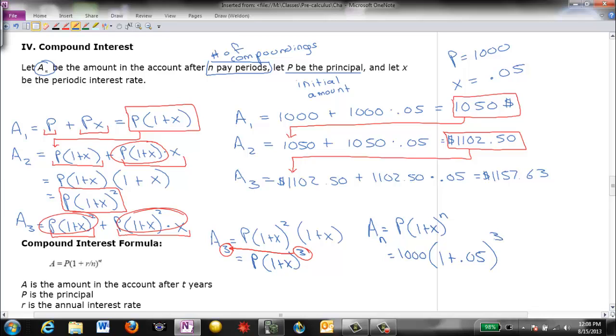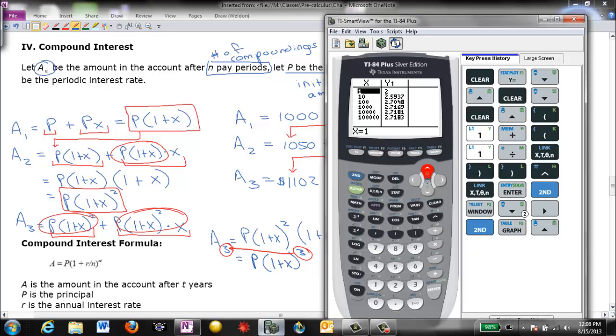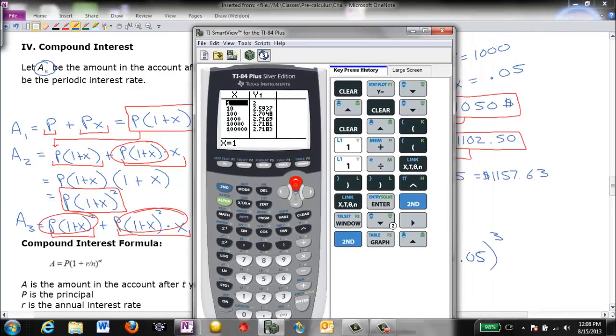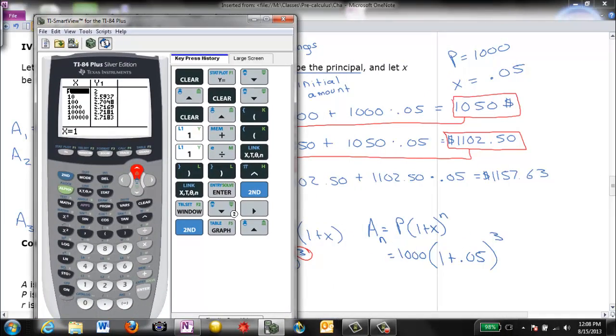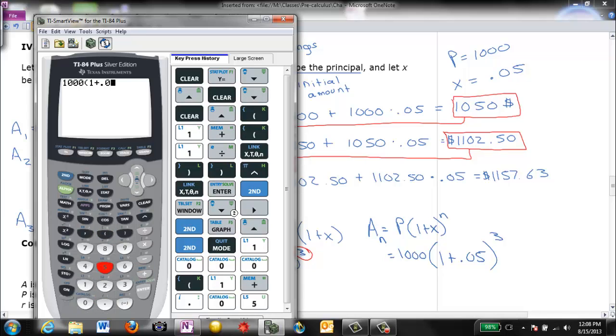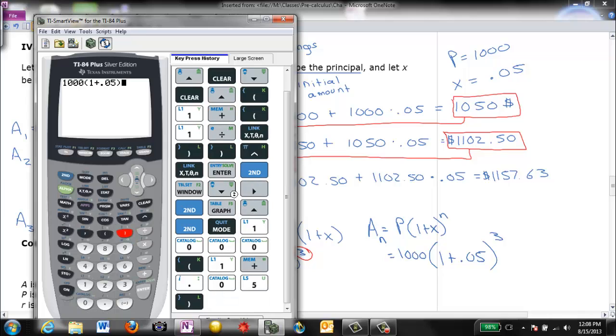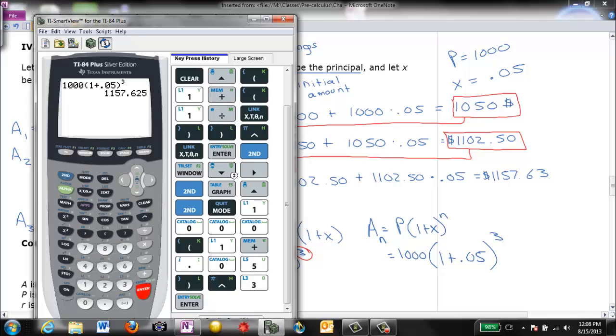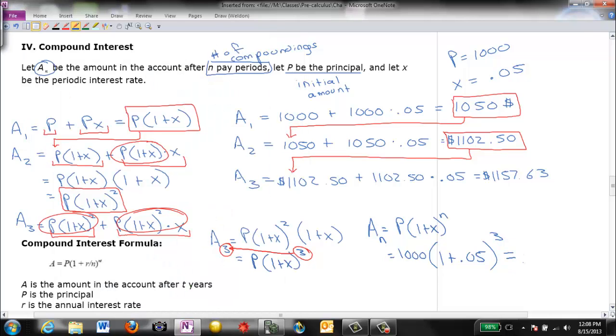Okay. So when you put that into your calculator, let's go ahead and do a quick calculation here. And let's hope our formula works. So I have 1,000 times (1 plus 0.05), close parentheses, raised to the third power. And when I hit enter, there it is. I get $1,157.63. Okay, so our formula works.